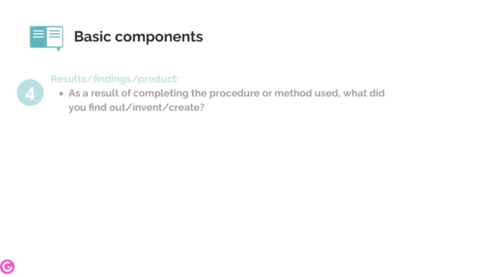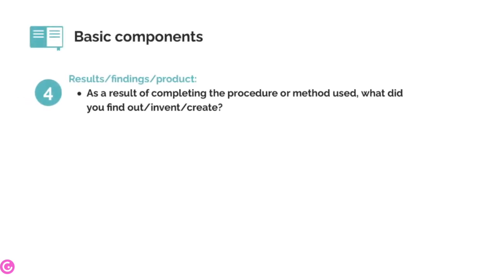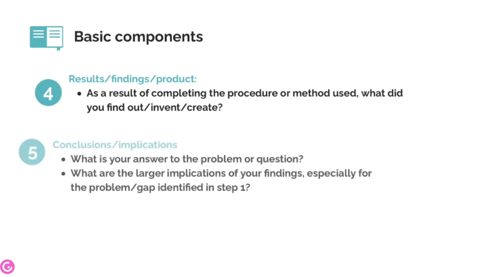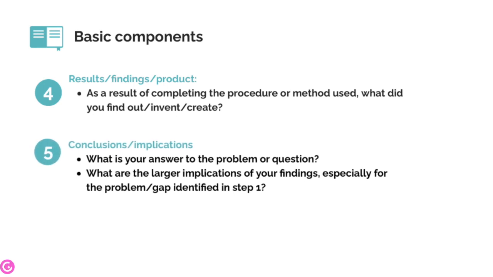Fourth, results, findings, or product. As a result of completing the procedure or method used, what did you find out, invent, or create? This section should present the framework on which the discussion can be built. Bear in mind that the results presented should be related to the motivation to write your research, which was explained in the purpose section. Finally, state the main conclusions of your research.